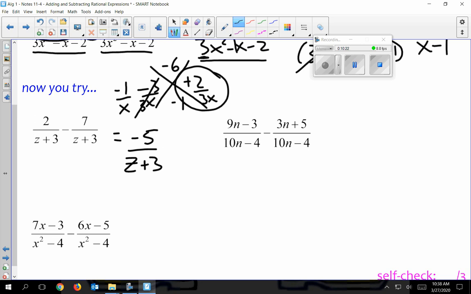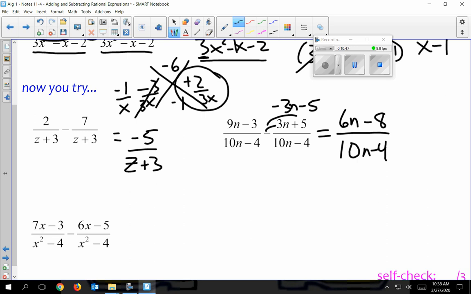Okay, so that's that first one, pretty easy. Distribute the negative sign to both, so I get -3n minus 5. And the denominator is the same, so I could write it as 1. And 9 minus 3n is 6n, and -3 minus 5 gives me -8.